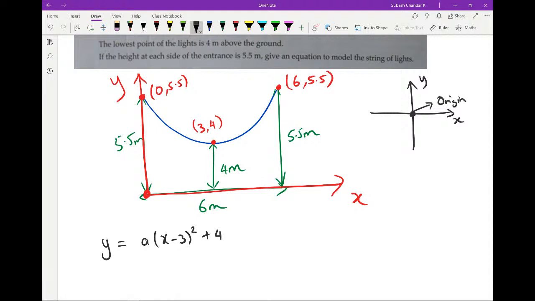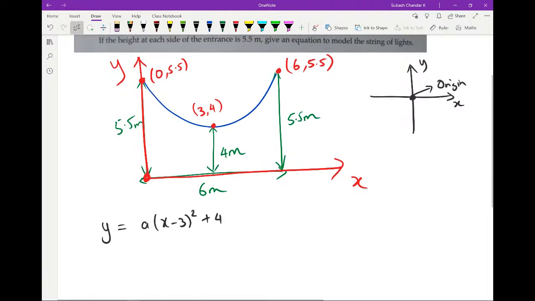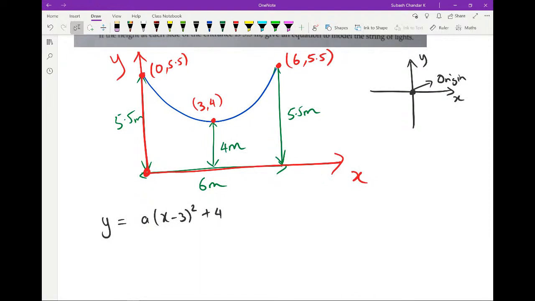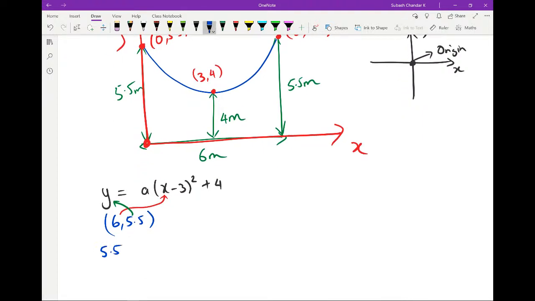And I'm actually going to show you guys the long method, all right? Just because it's good habits to use the long method rather than the graphics calculator. So I'm going to use 6 and 5.5. I'm going to substitute 6 for x, and 5.5 for y. So I get 5.5 equals a times (6 minus 3) squared plus 4.